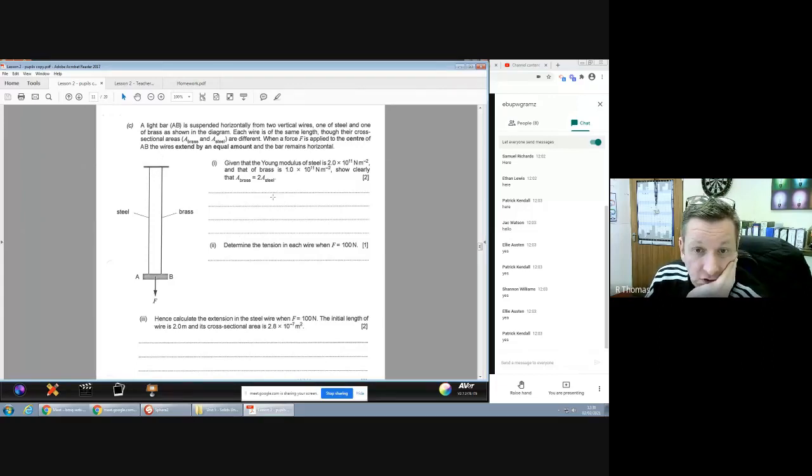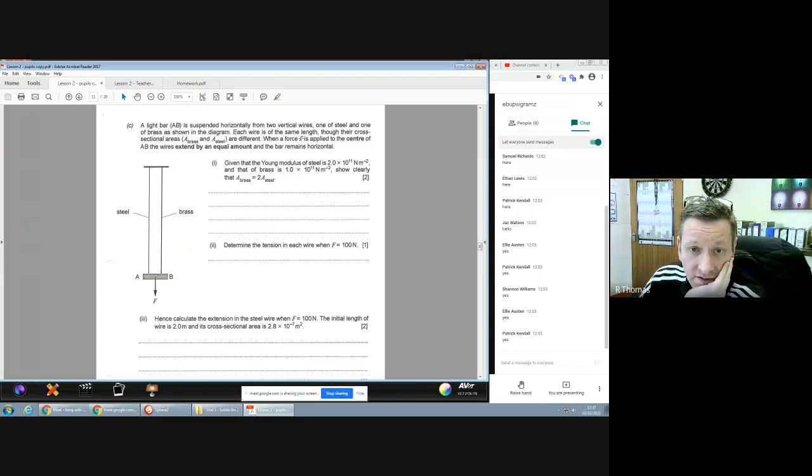Okay. So this is a question like the ones you did for me on the homework packet, right? I've got a light bar AB, there it is, and it's being suspended horizontally from two vertical wires. One is made of steel and one is made of brass, right? So they're going to have different Young's modulus because they are different materials.